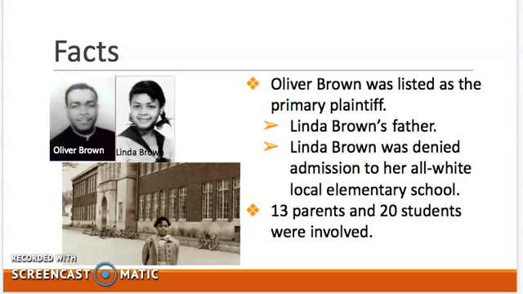This child who was denied access to public education close to her home was Linda Brown, and her father was actually the primary plaintiff, and his name was Oliver Brown. Included in this case were 13 parents and 20 students.